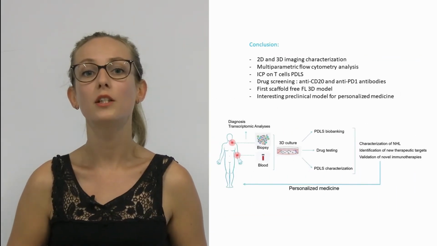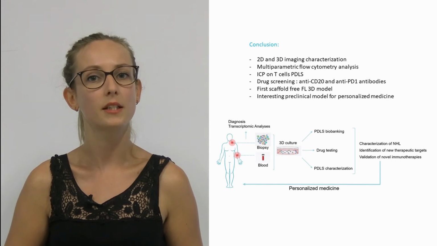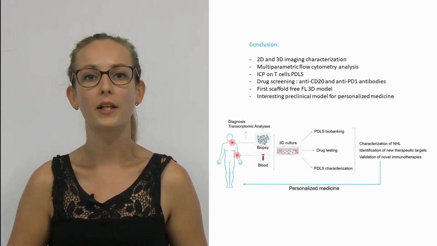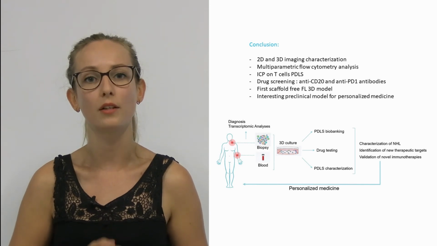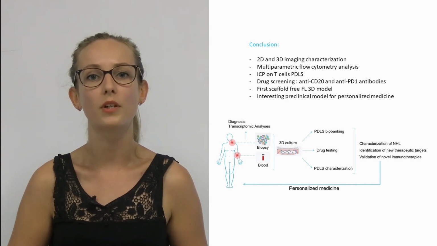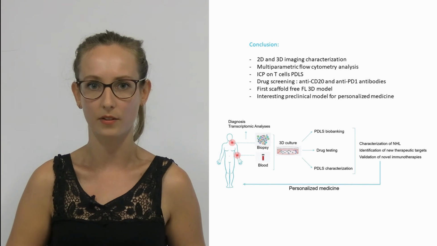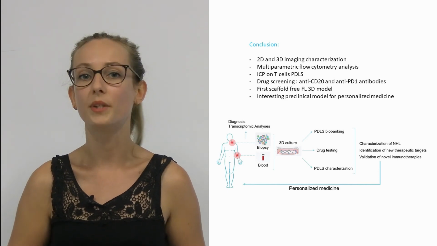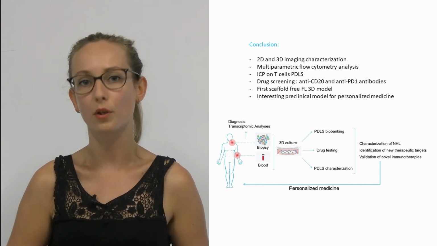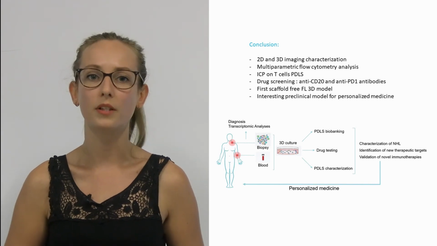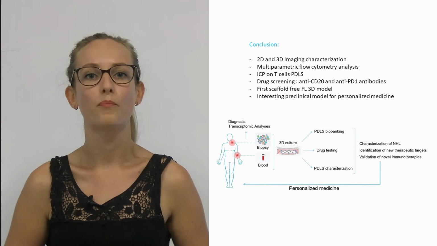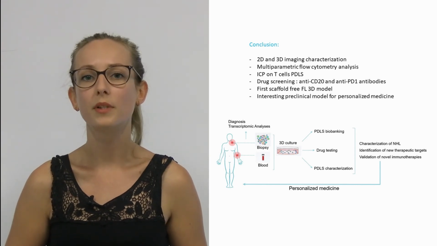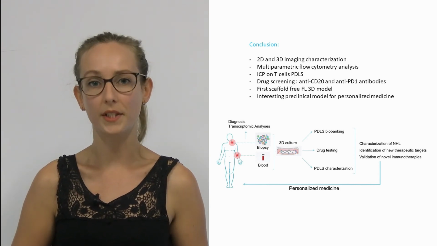In conclusion, this 3D model exhibits characteristics similar to FL biopsies. By 2D and 3D imaging, we were able to analyze their morphology and the 3D distribution of proliferation and cell death in T cells and B cells. Detailed characterization of PDLS composition by multiparametric flow cytometry analysis showed an interpatient variability with potent differences in the BT ratio. Moreover, we determined for each PDLS the expression of immune checkpoint on T cells.